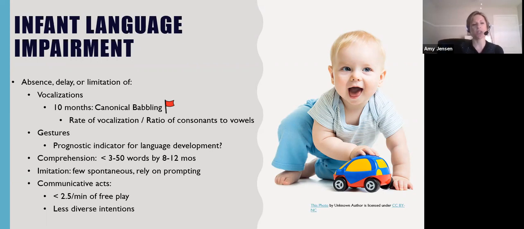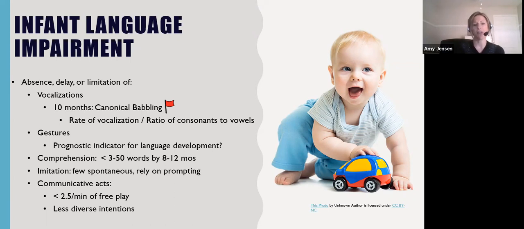Gestures, there's some research indicating that they can be a prognostic indicator for language development. So how are they using those gestures? Like I said, comprehension, if babies are understanding less than about 3 to 50 words by about 8 to 12 months, I know that's a huge bucket, but if their comprehension is very limited, that's concerning.